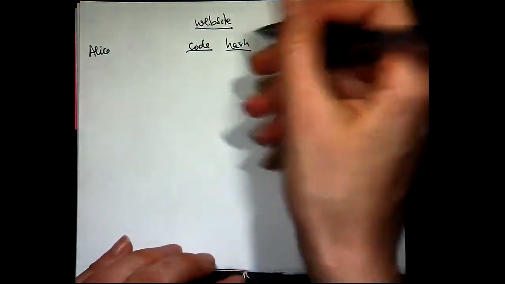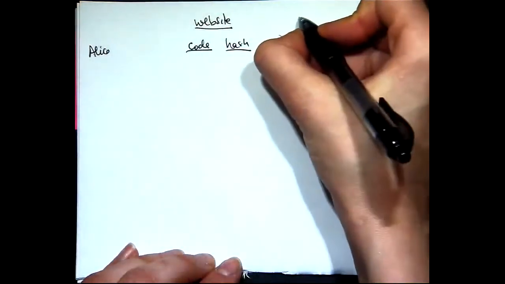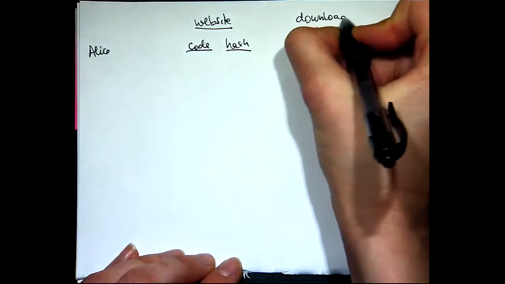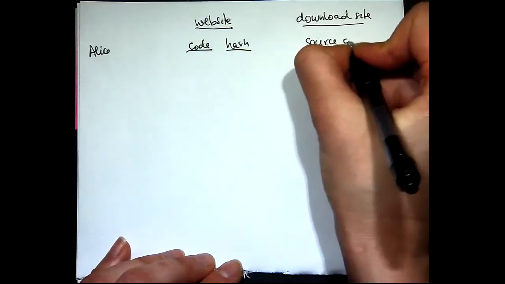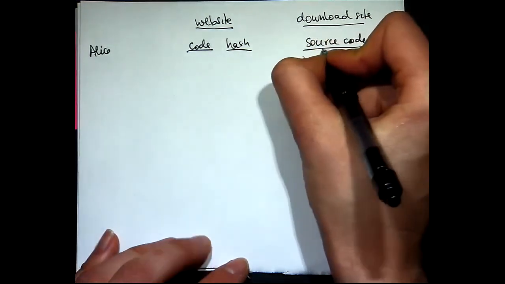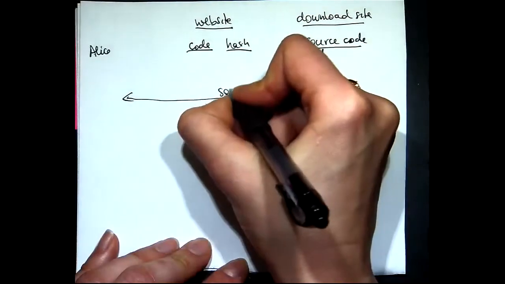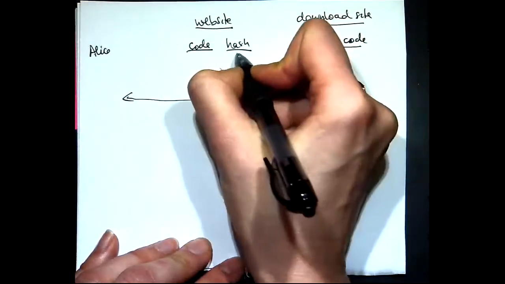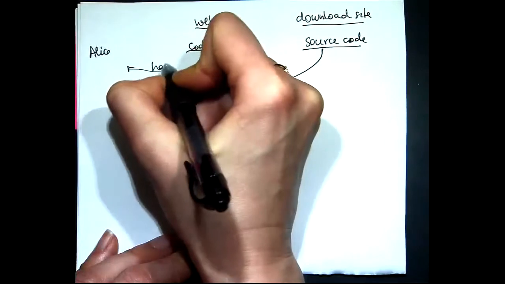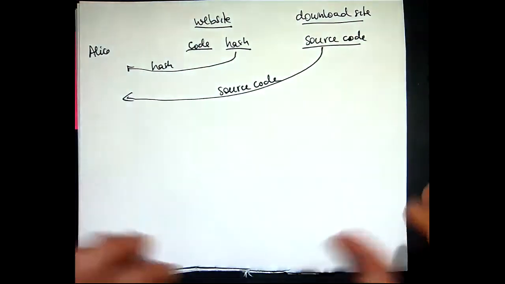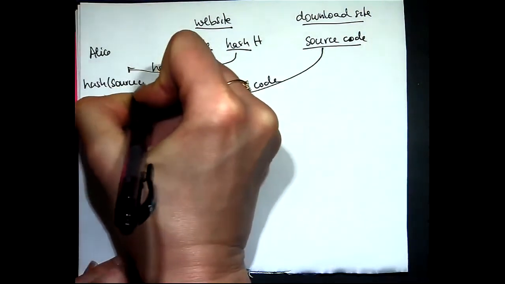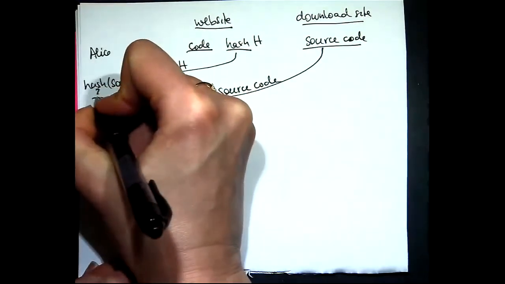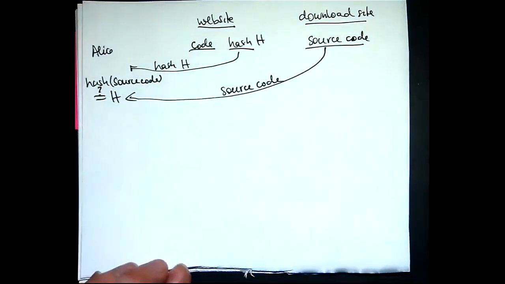Why? Well, because when Alice clicks on the code to download it, there's going to be a download site from which she's actually going to get the source code. She's going to be redirected to that, and she's going to download the source code. And then she's supposed to have the hash from here. Let's say that this is hash H. What Alice is supposed to do is hash the content of the source code and check whether it equals the hash H.